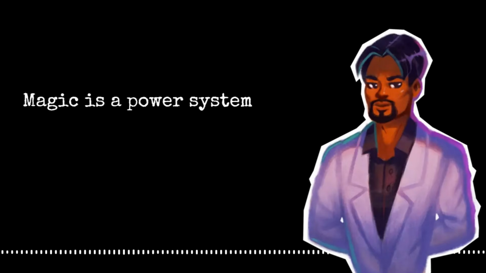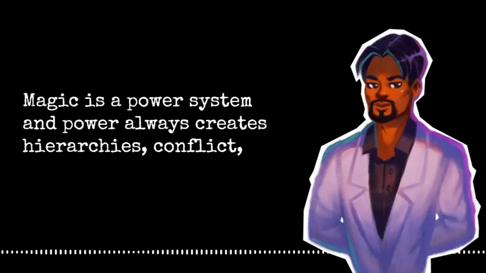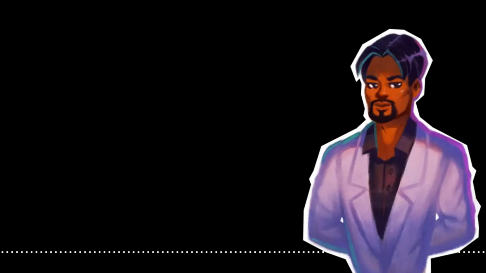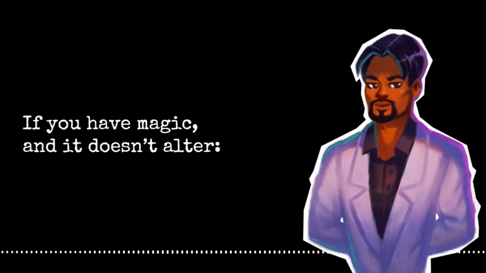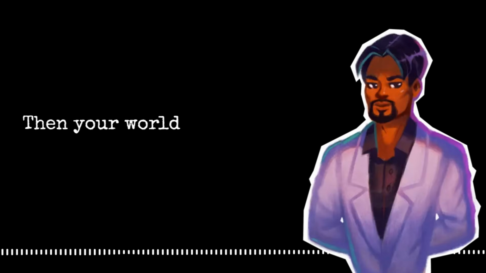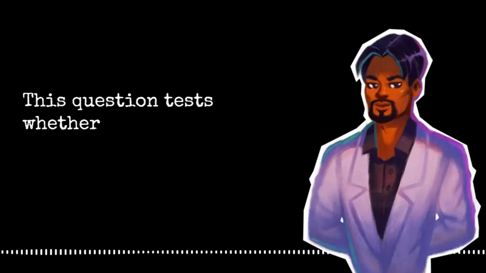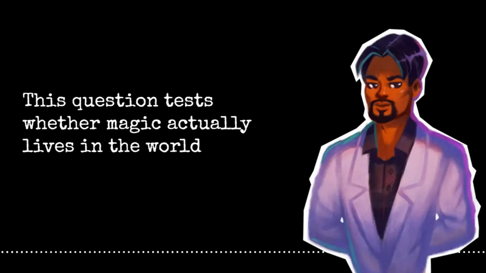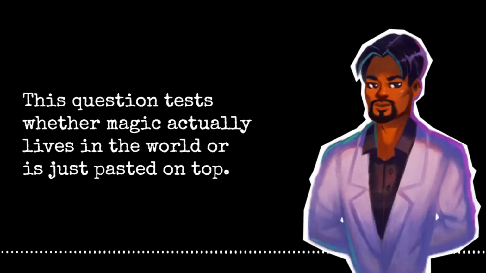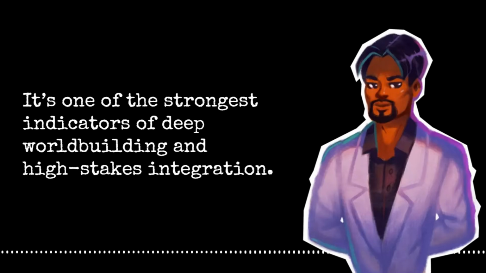Magic is a power system, and power always creates hierarchies, conflict, and infrastructure. If you have magic and it doesn't alter social class, government, religion, economic systems, and warfare, then your world isn't reacting to its own rules. This question tests whether magic actually lives in the world, or is it just pasted on top? It's one of the strongest indicators of deep world building and high stakes integration.